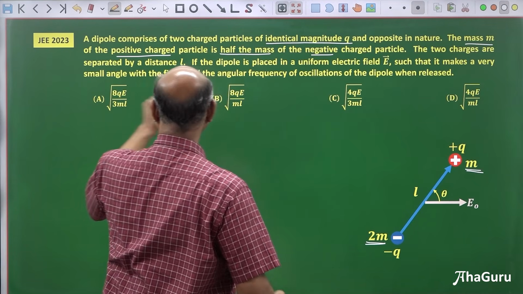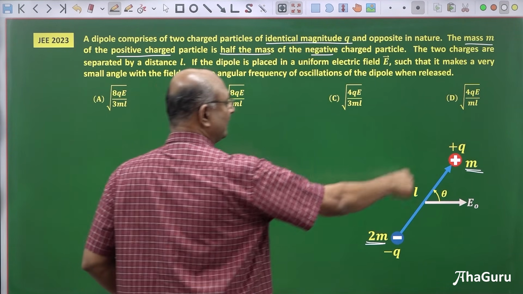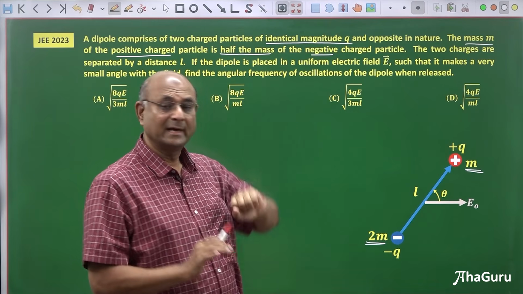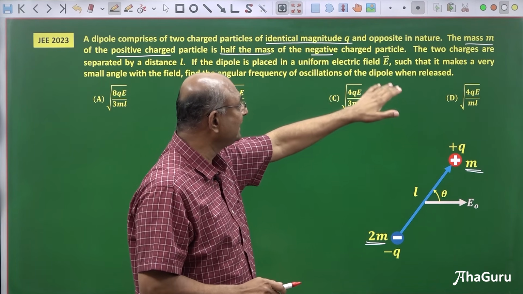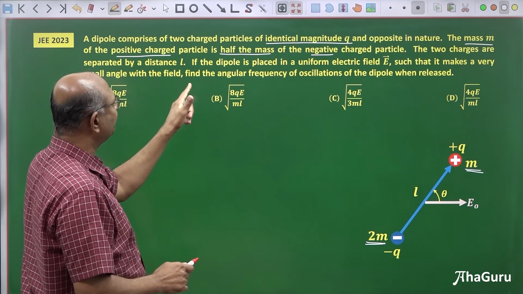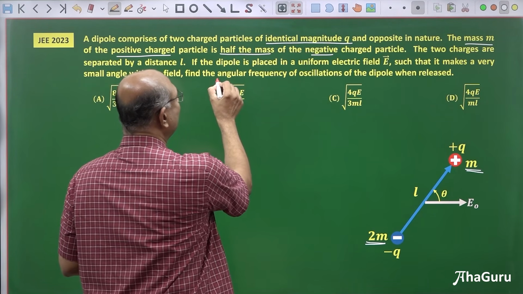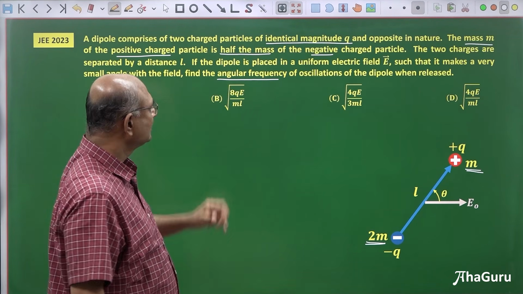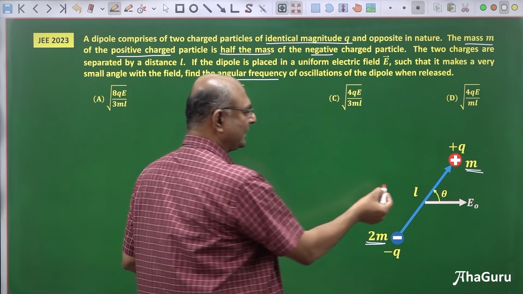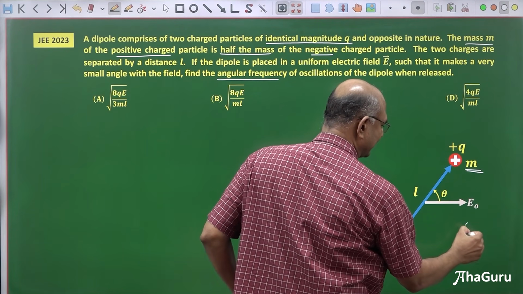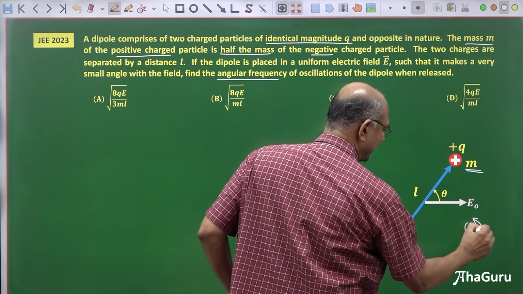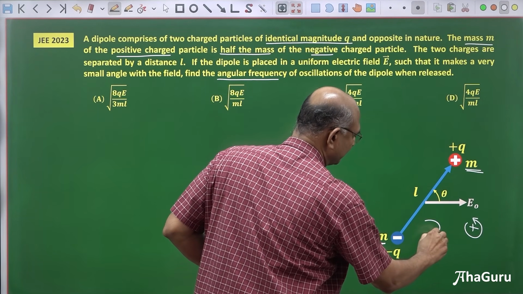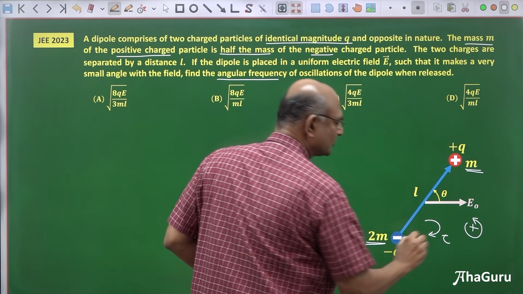Okay. The two charges are separated by a distance L. Not 2L, L. If the dipole is placed in a uniform electric field E such that it makes a very small angle with the field, find the angular frequency of oscillations of the dipole when it is released. Okay. So how do I do that? Well, we are going to take this direction as being the positive direction. This is the positive direction. You know that the torque P cross E is going to be this way in this position. This will be the direction of the torque. So it has to be negative, right?